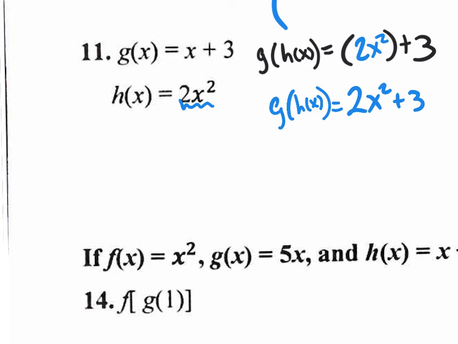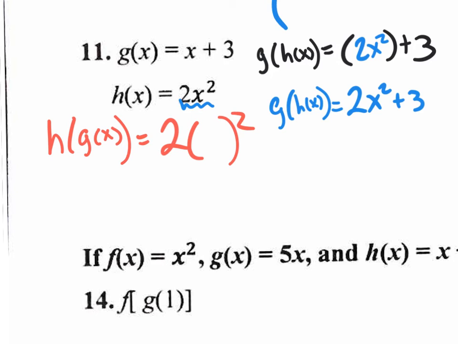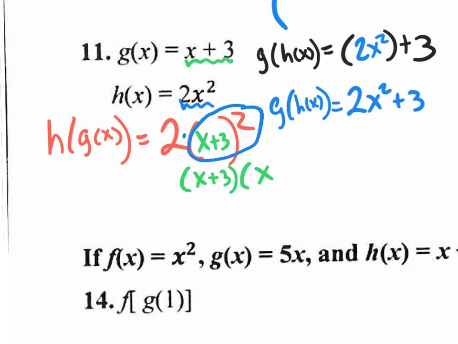Now let's find h of g of x. We're going to be plugging the g of x into the h of x function. So here's my h of x function. Let me rewrite it, but with parentheses instead of the x: 2 times parentheses squared. Inside, I'm going to plug in my g of x function, which happens to be the binomial x plus 3. Now this one's a little bit more fun, because you actually have to do a lot of work. You're not going to multiply before doing exponents. You're going to do exponents before multiplying. So you're going to have to write that out twice: x plus 3 times itself, x plus 3.